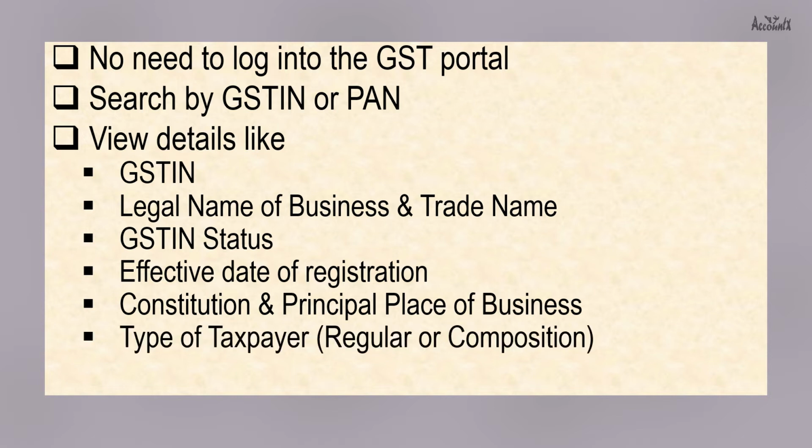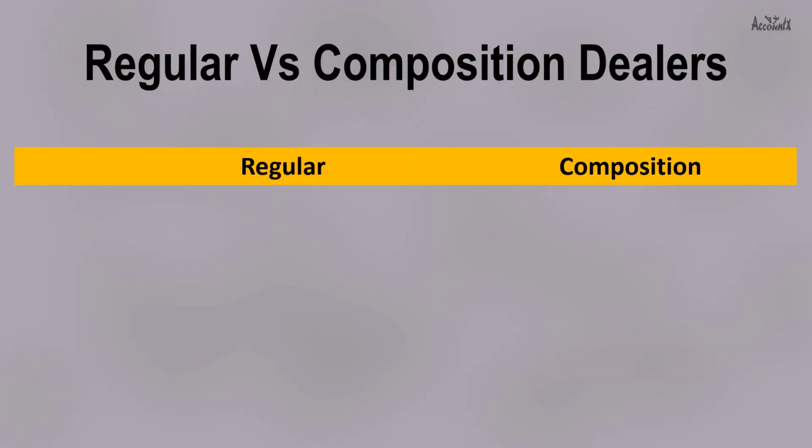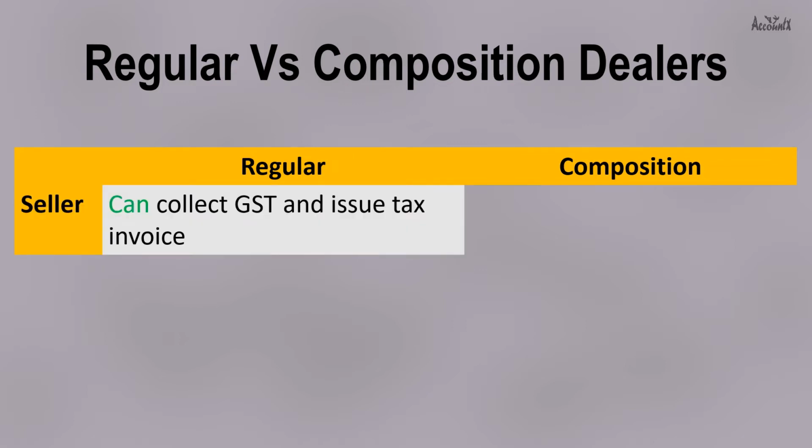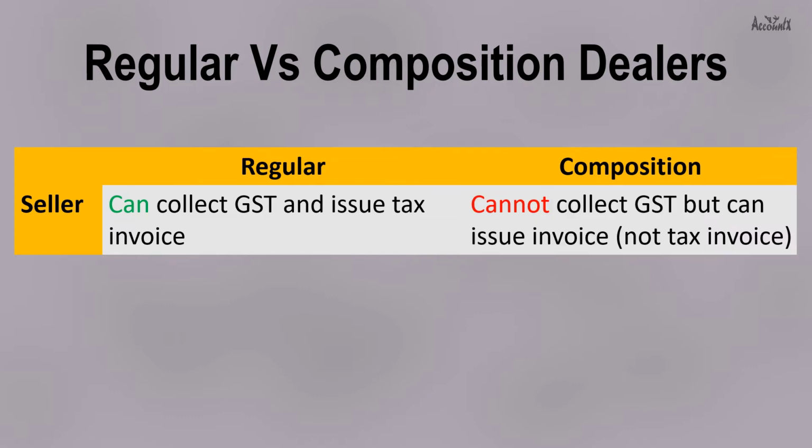We can also view the type of the taxpayer, whether the taxpayer is a regular or composition dealer. Let's quickly understand the difference between the two in simple words. A seller registered as a regular taxpayer can collect GST from customers and issue tax invoice, whereas composition dealers cannot collect GST from customers but can issue invoice and not tax invoice.